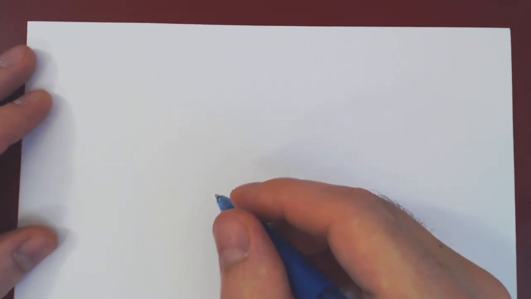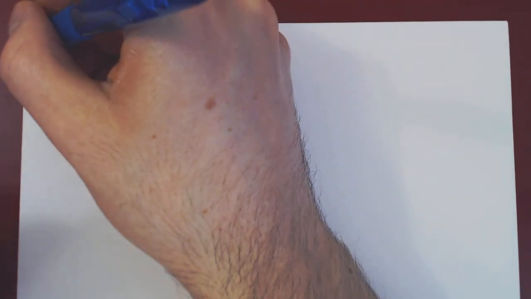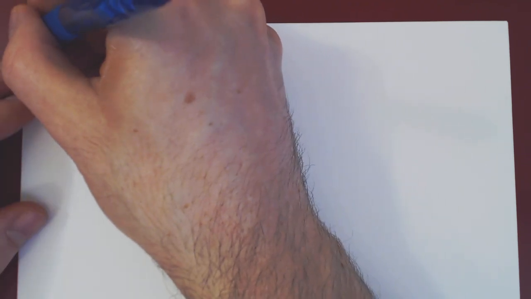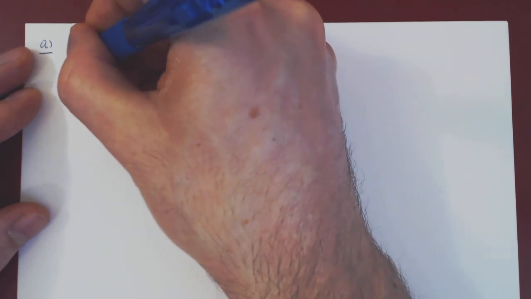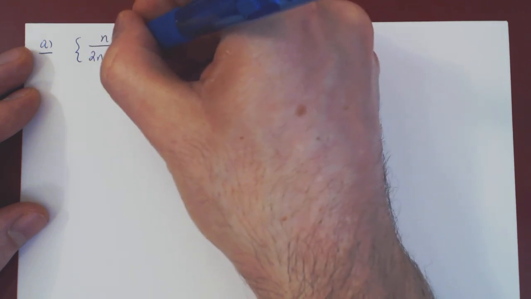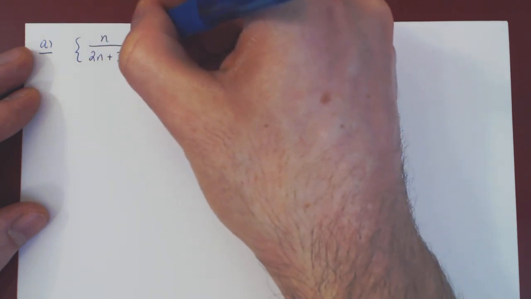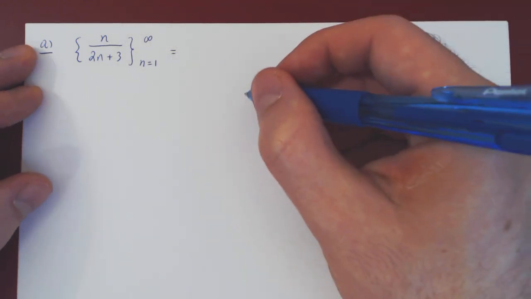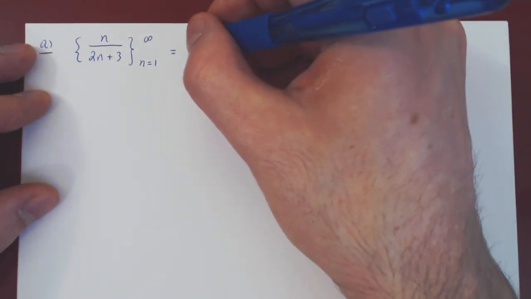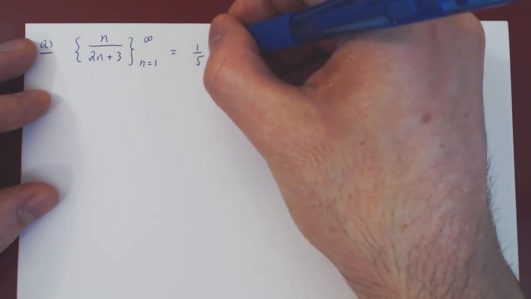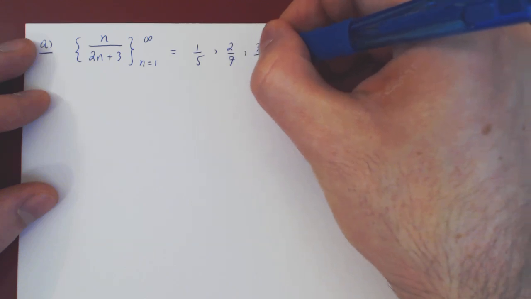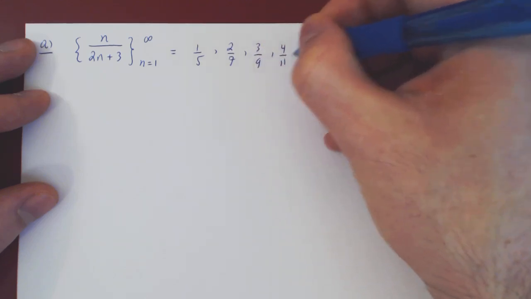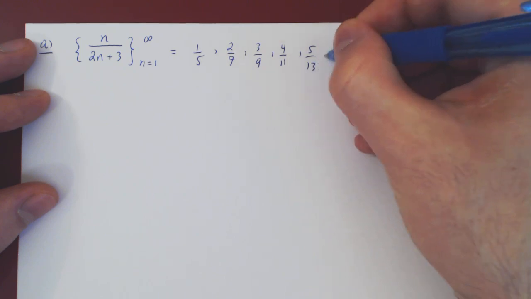So the question we're asking in each case will be whether the sequence converges or diverges. If you recall, our first sequence from the previous video was n over 2n plus 3. As n begins from 1 and goes up to infinity, if you write the first few terms, then we had 1 over 5, 2 over 7, 3 over 9, 4 over 11, 5 over 13, and so forth.